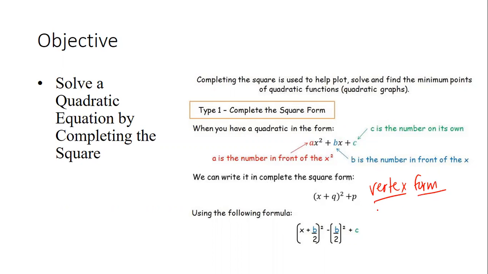which we'll talk about more when we get to quadratics, but q and p will be your vertex. In this case, it's actually negative q comma p. That's where your vertex would lie, and that's why it says minimum point. It could be a maximum as well. In order to get there, here's the formula that you follow for completing the square. Notice in the formula that your a has to equal 1.